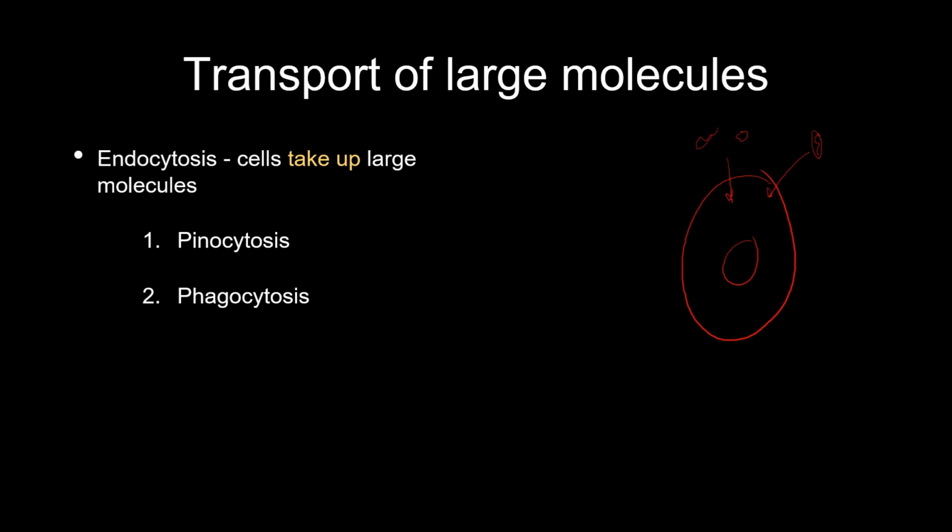We can further subdivide endocytosis into two processes depending on the state of the molecule being taken up. If it's liquid, or somewhat smaller molecules, it's more of a pinocytosis. However, for large solid molecules, for example other cells, this is termed phagocytosis. So this is your pinocytosis here, and this is your phagocytosis if it takes up another cell.